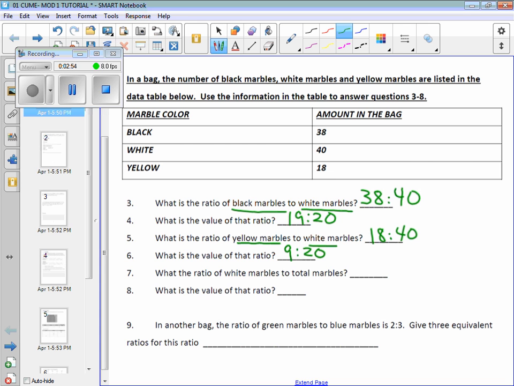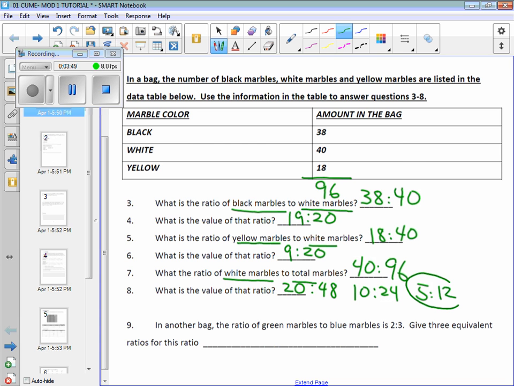And we're going to do white to total. My white marbles is 40. In order to get total, I have to add them all up, and on my end, I wind up with 96. Value of the ratio. You'll see we can continue to keep splitting this in half until we get the value. If I divide both 40 and 96 by 2, I wind up first with 20 to 48. They're both even numbers, so I could split them in half again. 10 to 24, and I can do it one more time. 5 to 12. In actuality, both 40 and 96 were divisible by 8. And that's how I wind up with the value being 5 to 12, which is my final answer.